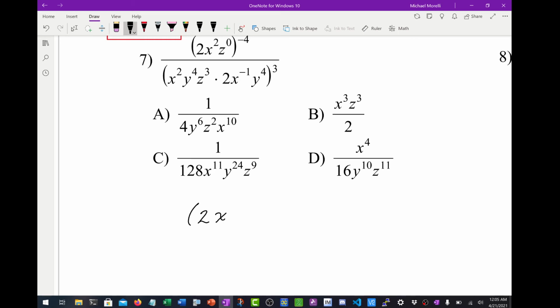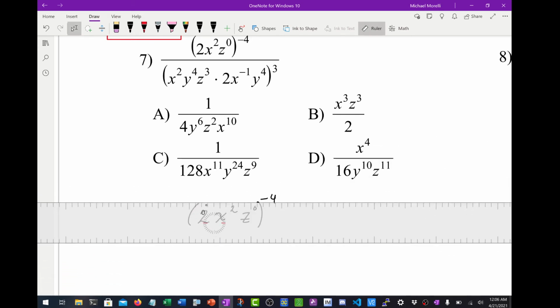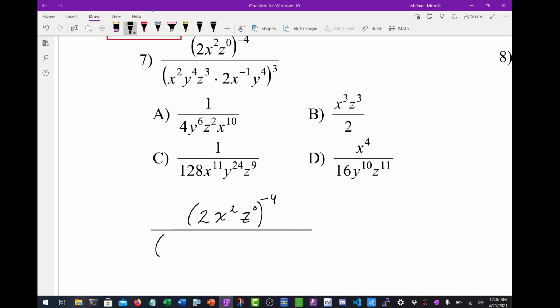I'm going to write (2x squared z to the 0 power), close the parentheses off, exponentiate to the negative 4th power. And here having a straight edge of some kind is a huge help. I draw this huge fraction bar here, open parentheses, x squared y to the 4th z to the 3rd times 2 times x to the negative 1st times y to the 4th, the whole thing cubed. All right, you see this whole thing down here is raised to the 3rd power. So let's put all of our extra ones where they are needed, and then we can begin.